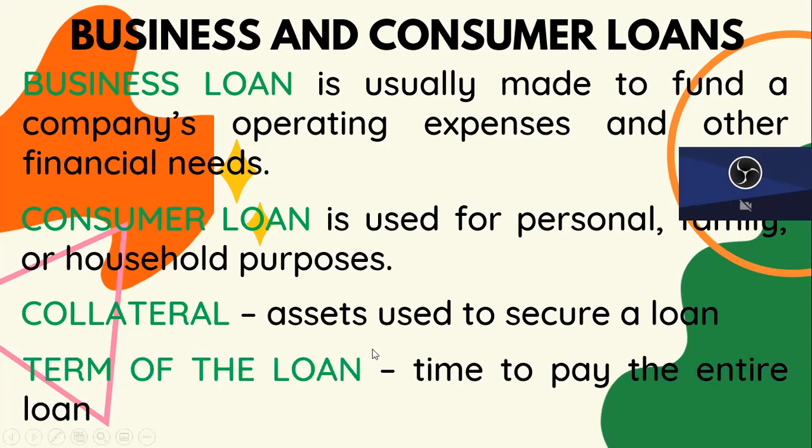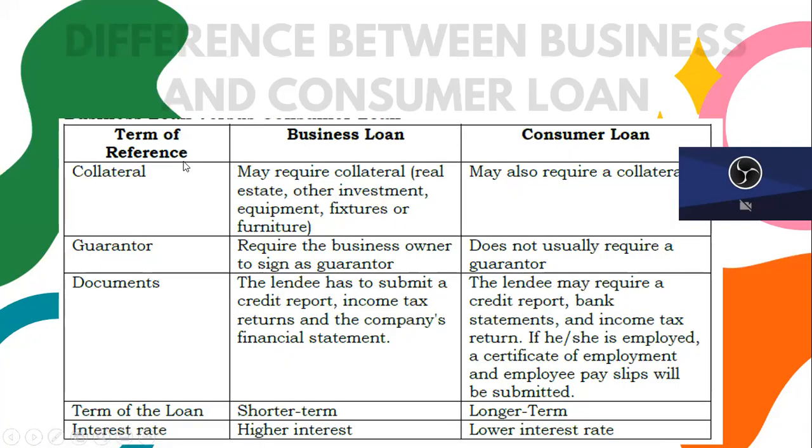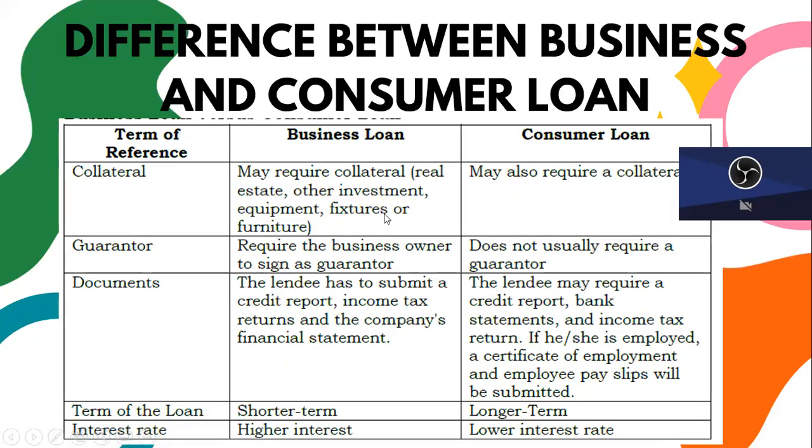And then we have the term of the loan. It's the time, of course, to pay the entire loan. Okay, so this is the difference. Malaki yung hinihingi collateral sa business loan. Sa consumer loan, most of the time, hindi sila nagre-require ng collateral. Ang nire-require lang nila, minsan, is yung guarantor. Pero mas malaki dapat yung guarantor sa business loan.